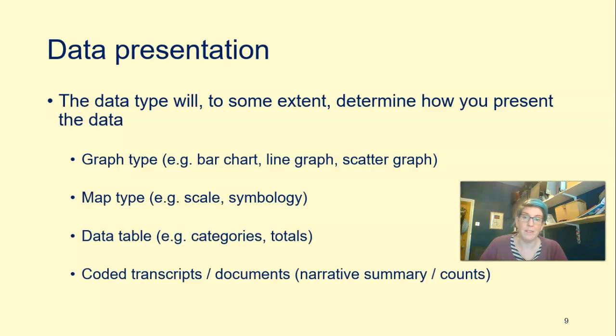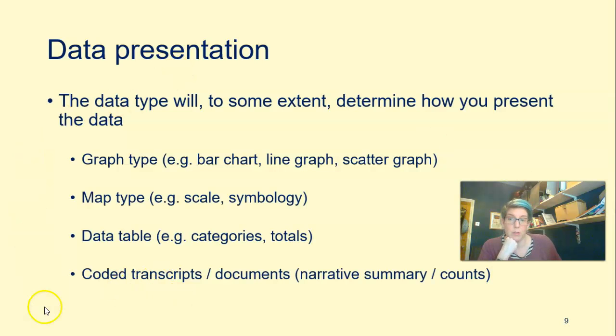And then you've got to think about things like the scale of the map that's appropriate, and the type of symbology you'd be using on the map, so how you're actually going to represent the data on the map. You could be using data tables, categories and totals to provide not just raw data, but a summarized version in table form. Or you could be using coded transcripts and documents. That's where you have more qualitative, wordy data, and that way you'd be producing narrative summaries.